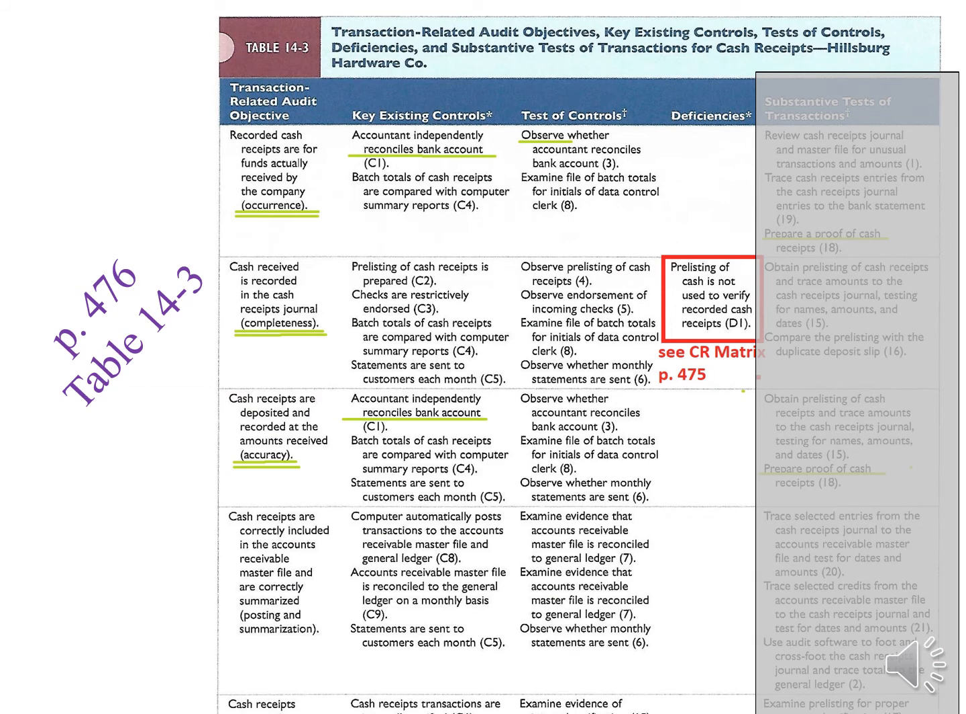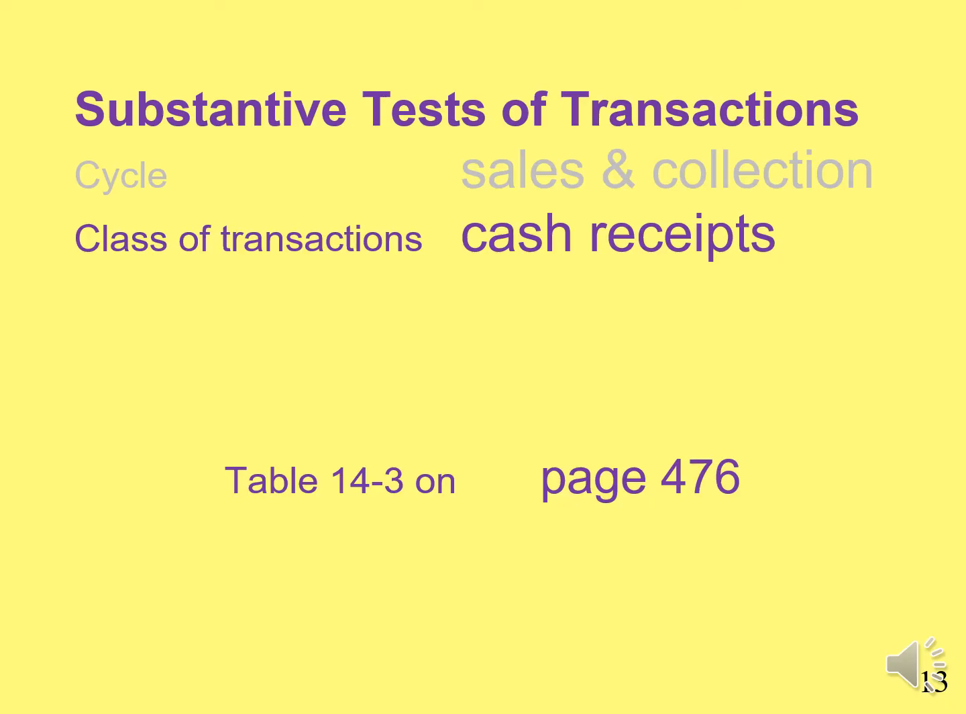Now, again, we've got on the left-hand side occurrence, completeness, accuracy. We're talking about transactions. This is a little different. Notice the weakness over there. Pre-listing of cash is not used to verify recorded cash receipts, so that's a weakness. You can read what it said, but the 800-pound gorilla with cash receipts or any cash account is the bank reconciliation and the proof of cash.